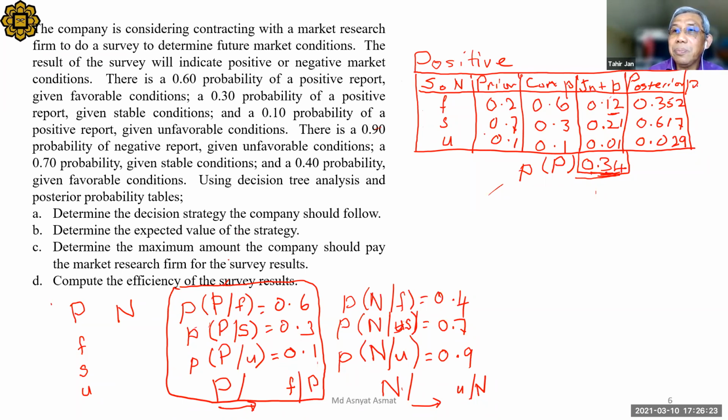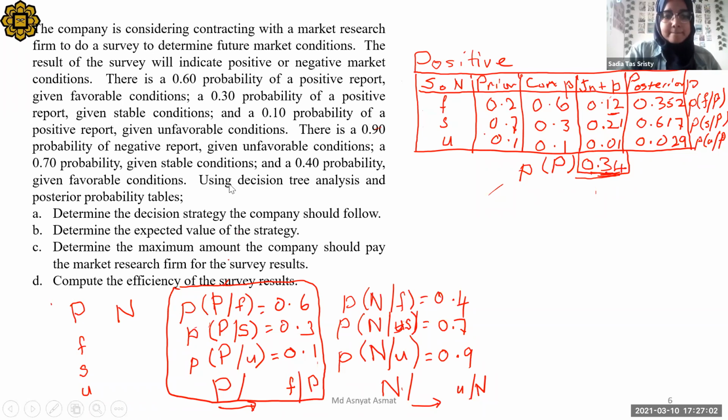This one, how to write? This is actually probability of favorable and the positive report equals 0.352. Here becomes probability of stable and the positive report. Probability of unfavorable and the positive report. No space to write.